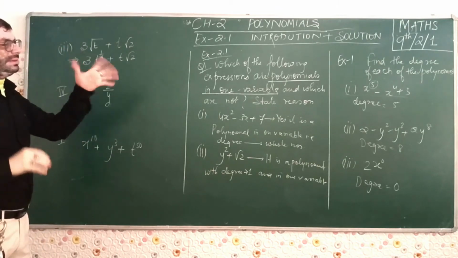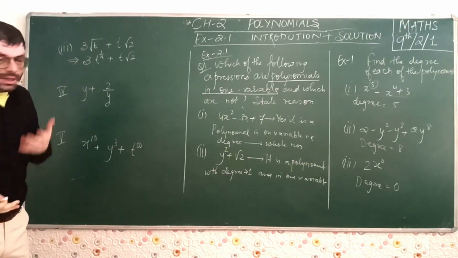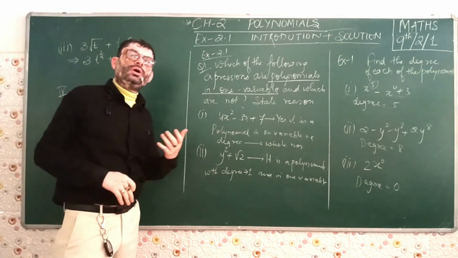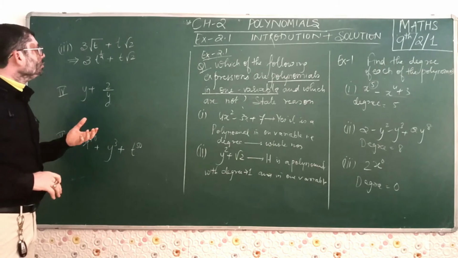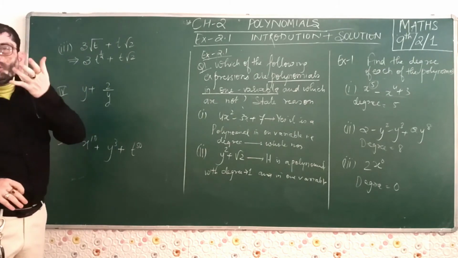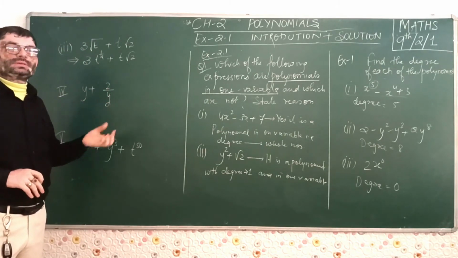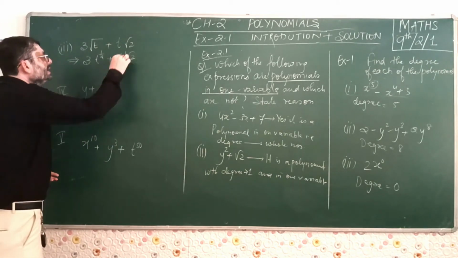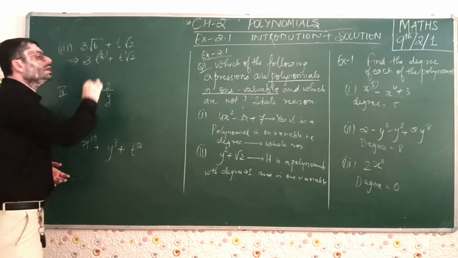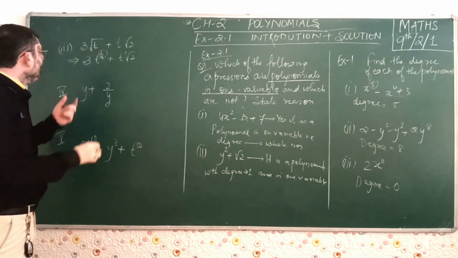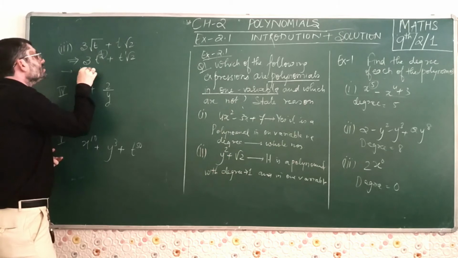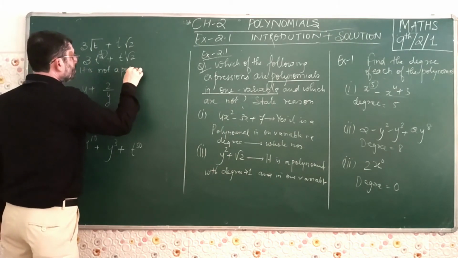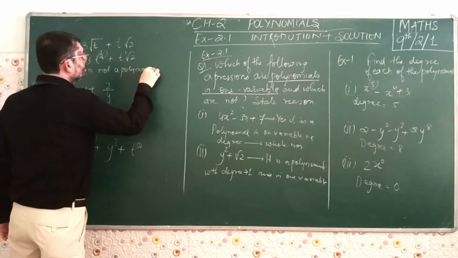Now it is in one variable, that is clear, but whether it is a polynomial is the very first thing that we have to check. For being a polynomial, all the variables that come in the algebraic expression should have the power or the degree as a whole number. Here the degree is a whole number, but this half is not a whole number, it is a fraction, so we can say it is not a polynomial.